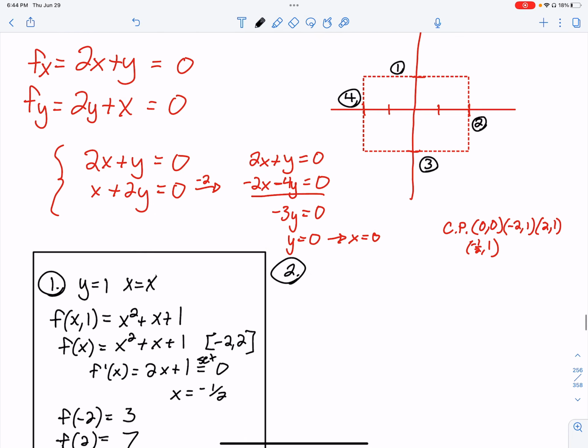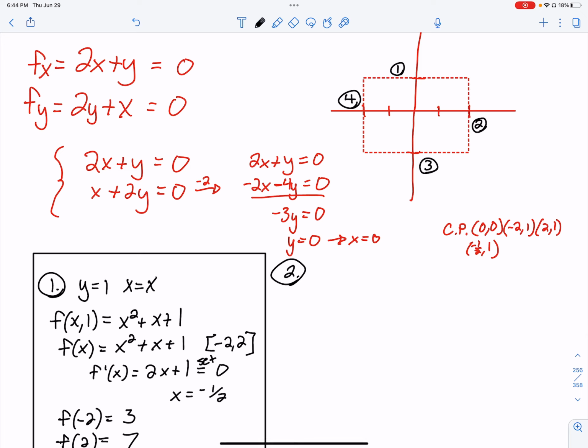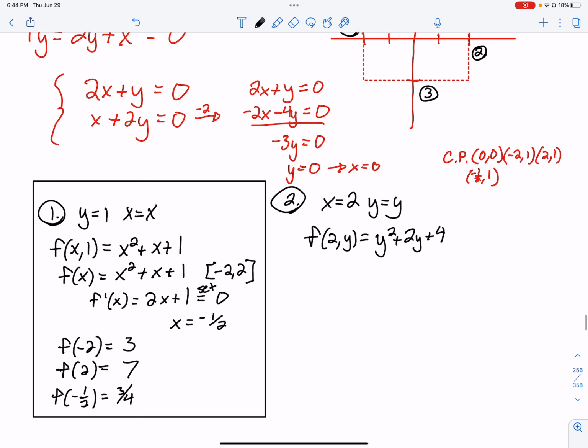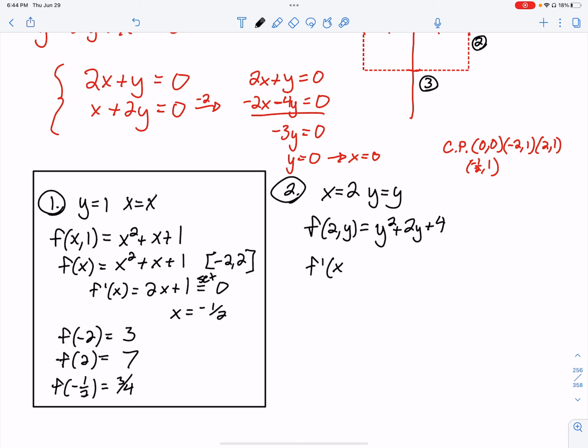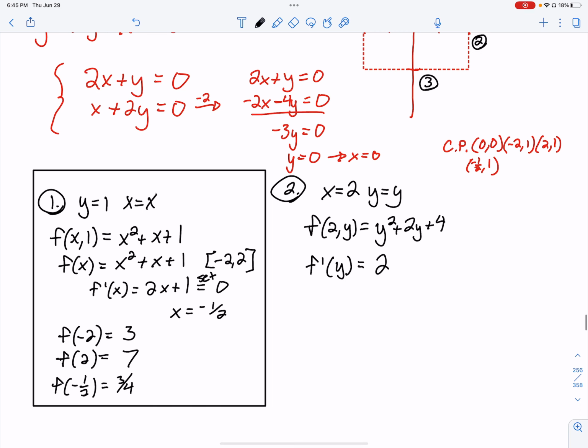Now let's do line 2. Line 2 is over here. This is going to be x is always 2, and then y is y. I just write that to help me with what I'm about to plug in. This is f of (2, y), and I plug in, okay, I'm going to have y squared plus 2y plus 4. Okay, the calculus tells me now that f prime of y is equal to 2y plus 2. I set that equal to 0, and we get y is -1.